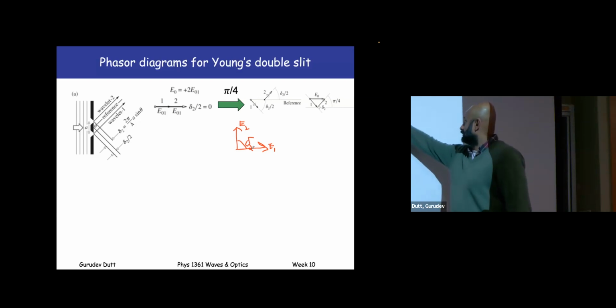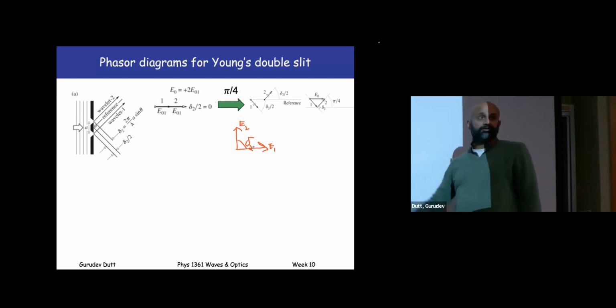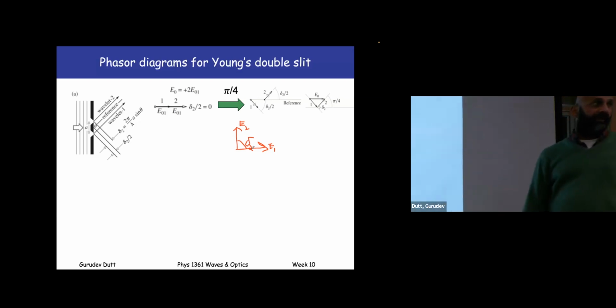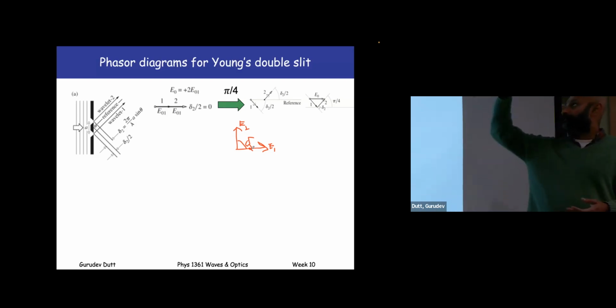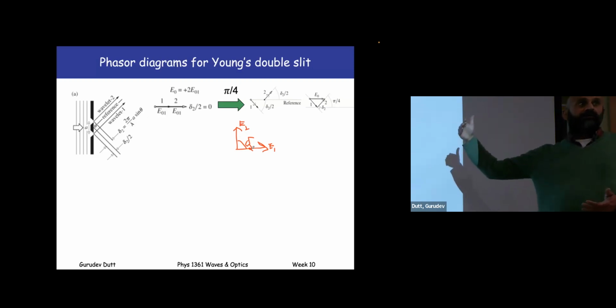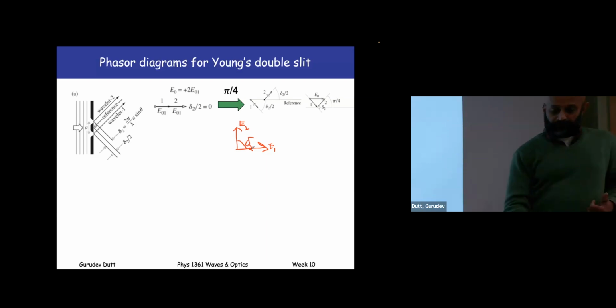As you can imagine, the resultant phasor will be square root of 2 times E01, because the sum of these two phasors will be just the diagonal of that square. So it's root 2 times E01. When I square it, I'll get 2 times E01 squared, which is just 2 times the intensity from any one slit. So we've gone from 4 I naught to 2 I naught for a phase difference of pi over 2.